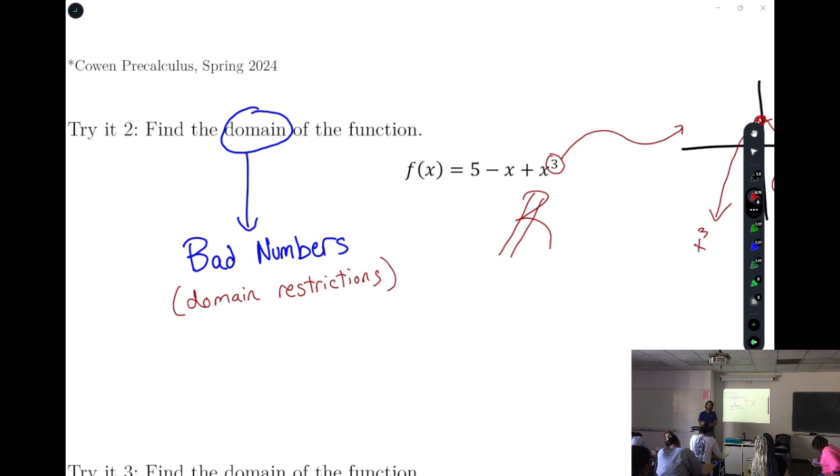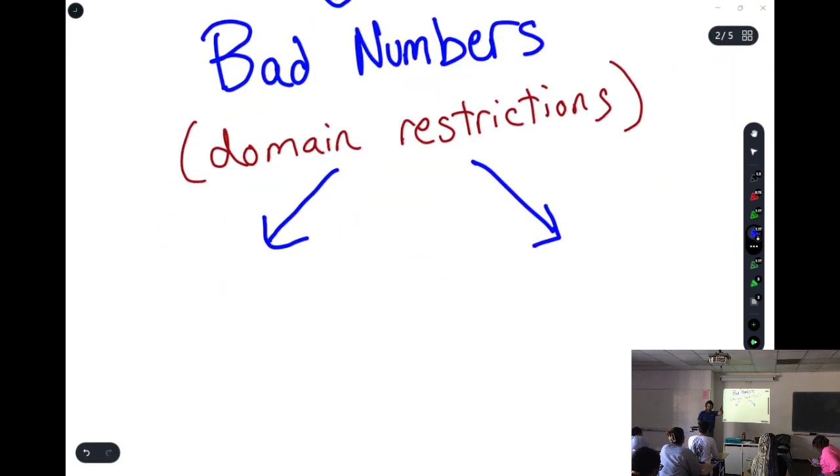But the way that I like to think of it is they're bad. They make the problem bad. There's 2 of them to start with this year, and then we'll get to the third one way later. There's 2 bad numbers, or there's 2 domain restrictions. And now you know where we're going? Yeah, okay. So there's 2 things that can make it bad.